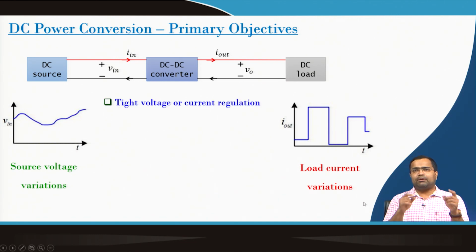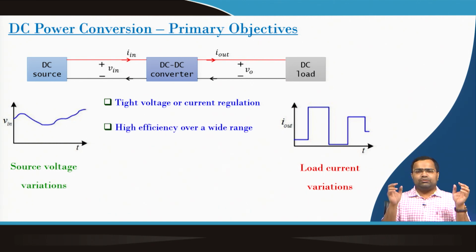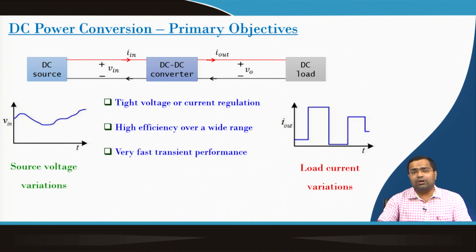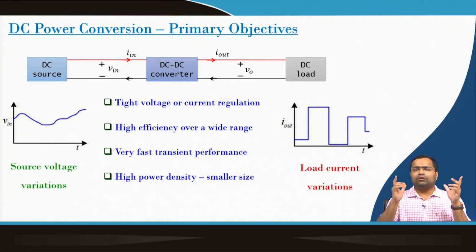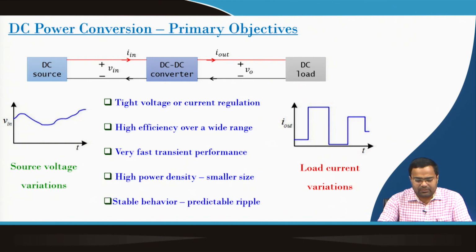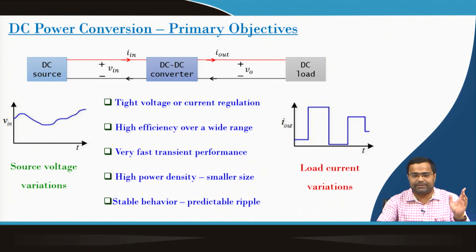So, the primary objective of the DC-DC converter is to achieve tight voltage regulation. In some cases, we need to achieve high current regulation, for example, constant current battery charging, LED driving. We also want to achieve high efficiency over a wide range of load current and input voltage, and we also want to achieve very fast transient performance, and we want to reduce the size of the converter. So, we want to also target for high power density, and at the same time we need to ensure stable periodic behavior, so that the ripple can be predicted.